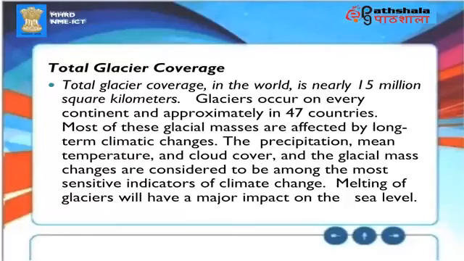Glaciers occur on every continent and approximately in 47 countries. Most of these glacial masses are affected by long-term climatic changes. The precipitation, mean temperature, cloud cover, and glacial mass changes are considered to be among the most sensitive indicators of climate change. Melting of glaciers will have a major impact on the sea level.